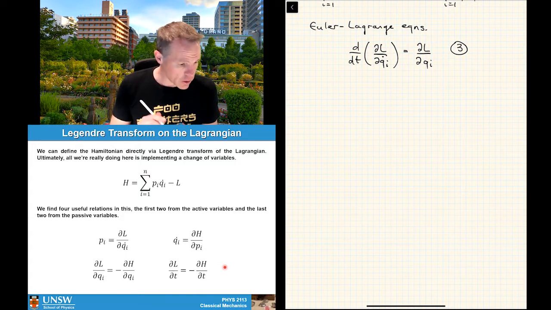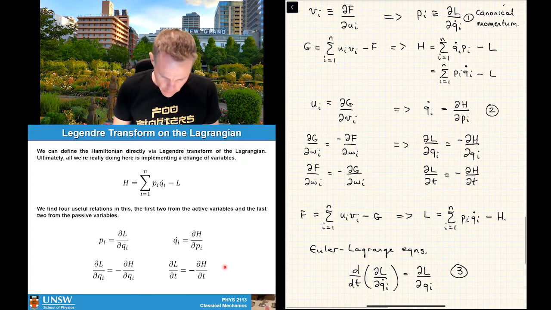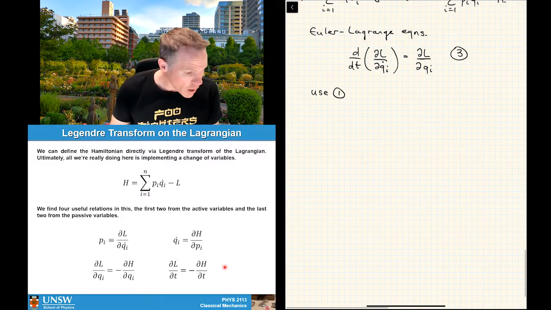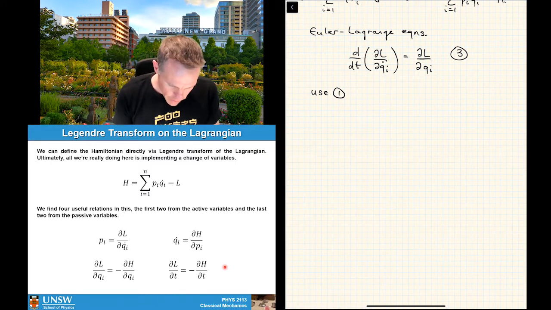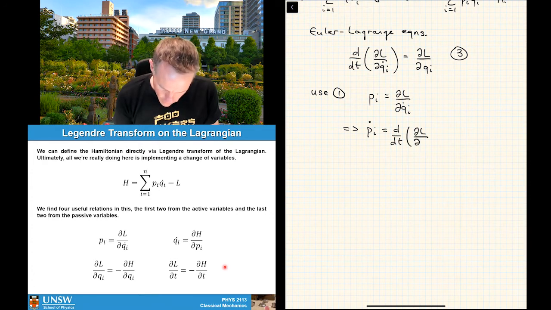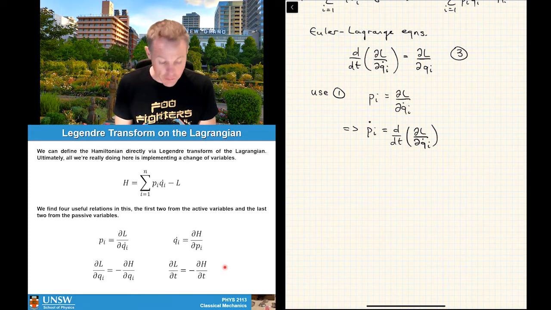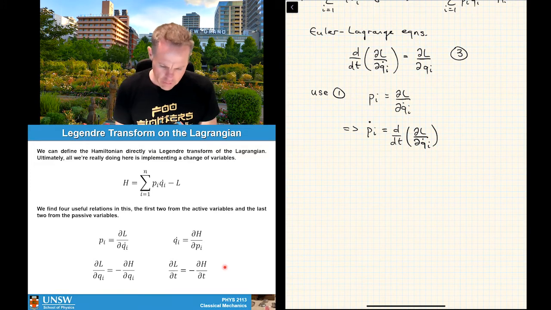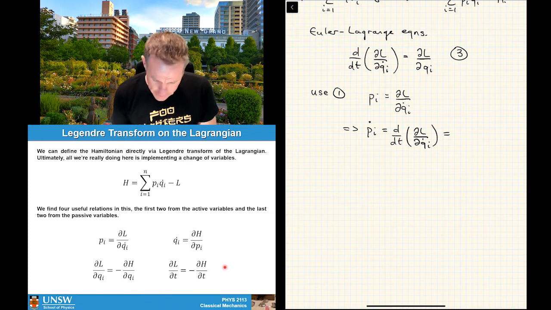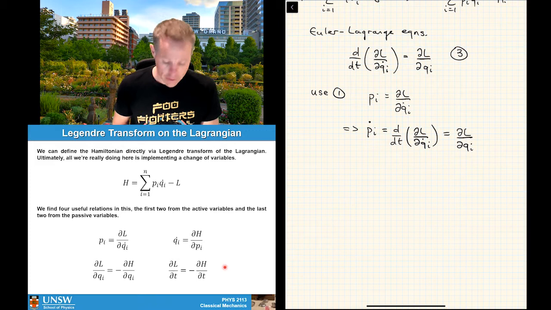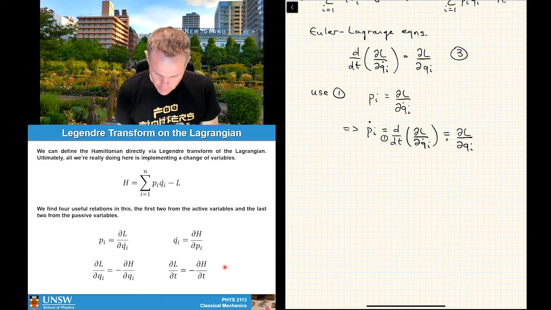What we can do in here is we can use our pi that we just got up here, so we can use 1 to do the following. We know that pi is equal to dL/dqi dot, and let me put the dot in the right place. We can write pi dot, and our pi dot will be equal to d/dt of dL/dqi dot, like so. Okay, so all I've done is just taken the time derivative of this thing number 1, but of course we know via equation 3 that this is just equal to dL/dqi. Okay, so this thing comes via equation 1, this thing comes via equation 3 just here.